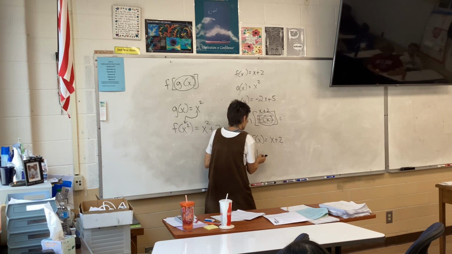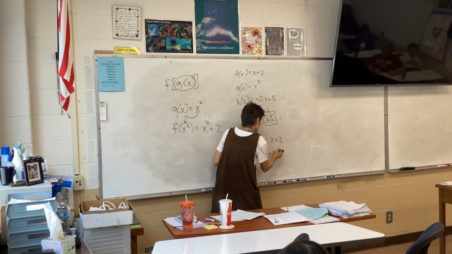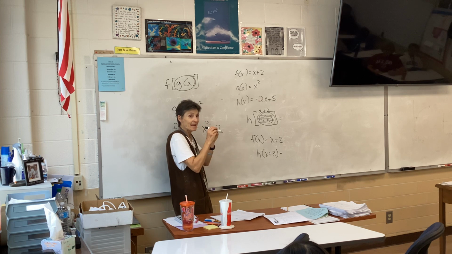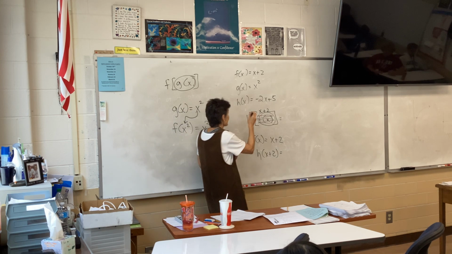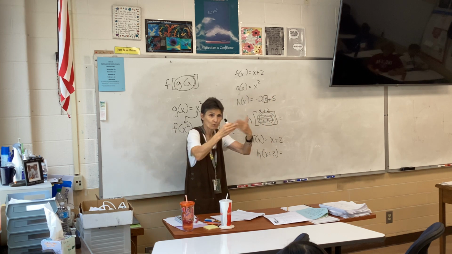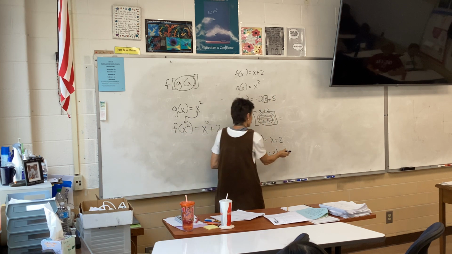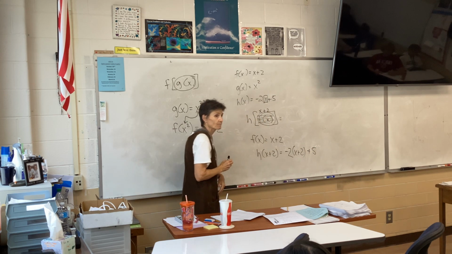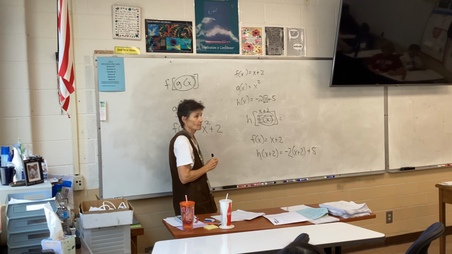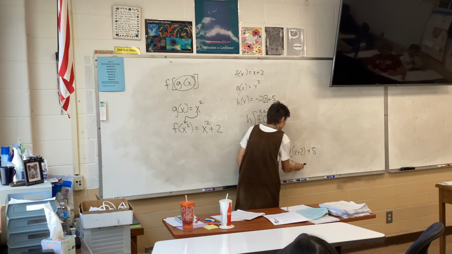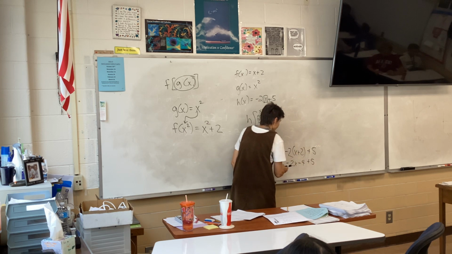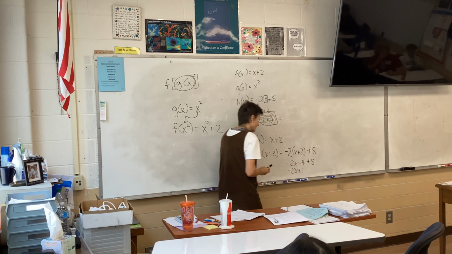So now my problem says find h of x plus 2. Now what does that mean? h of anything means take out the x and put in whatever you're doing. So this is going to be negative 2 times x plus 2, plus 5. So negative 2x minus 4 plus 5. I did my distributive. Now I'll collect like terms. Did you get negative 2x plus 1?